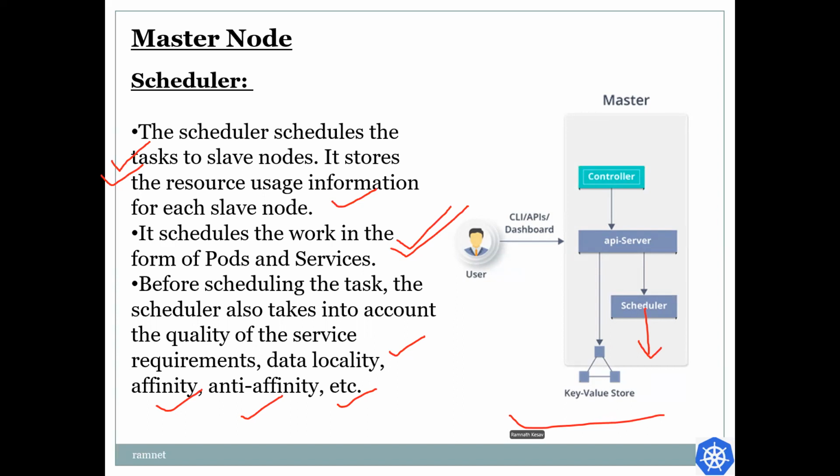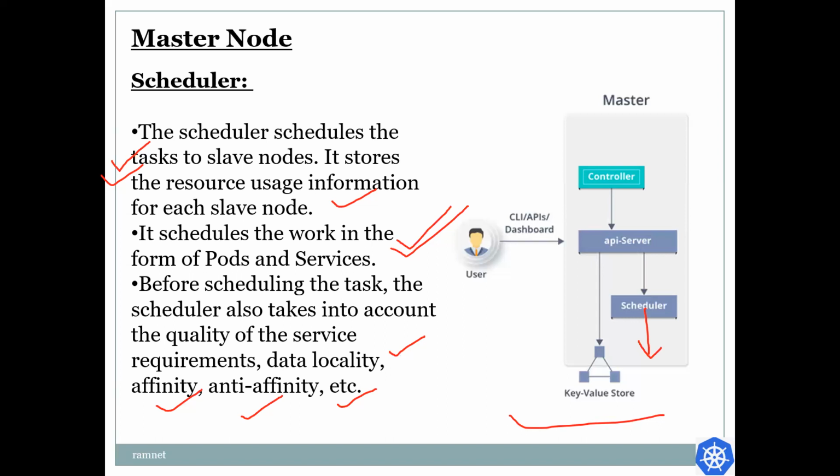It talks to the slave nodes and stores the resource usage information for each slave node. It schedules the work in the form of pods and services. Before scheduling the task, the scheduler also takes into account quality of service requirements, data locality, affinity, anti-affinity, and other things.